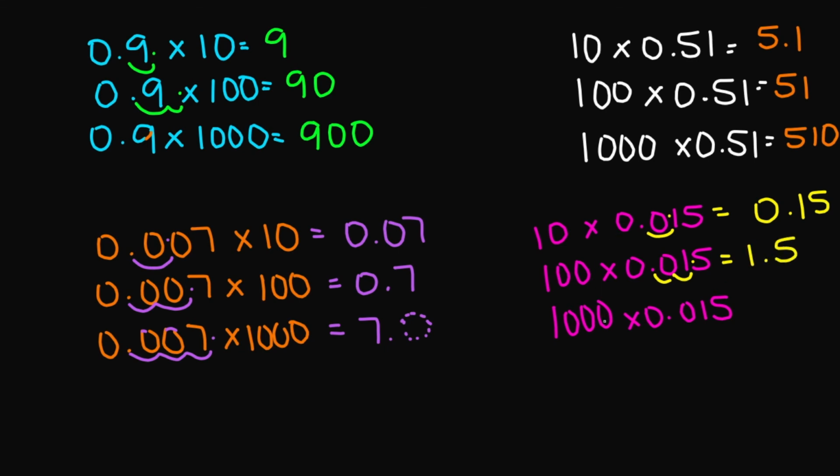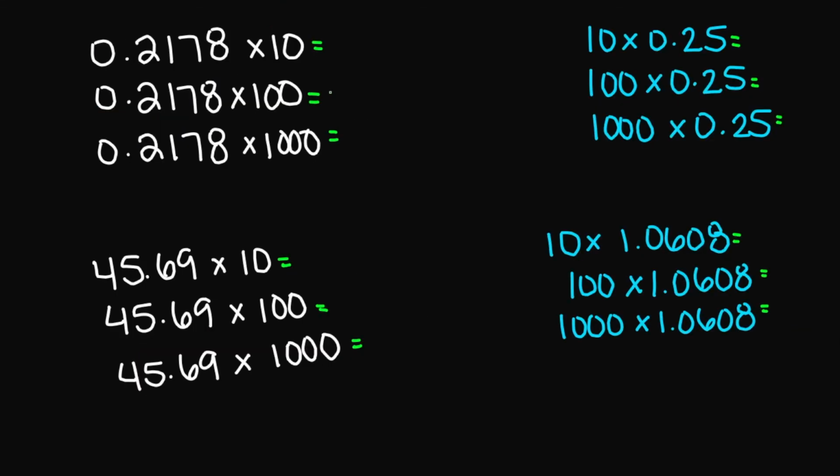And then 1,000 times 0.015. I'm going to move my decimal 3 places to the right. That's going to be 1, 2, 3. It puts me right here after the 15. So your answer here is 15. Or you can write it as 15.0.